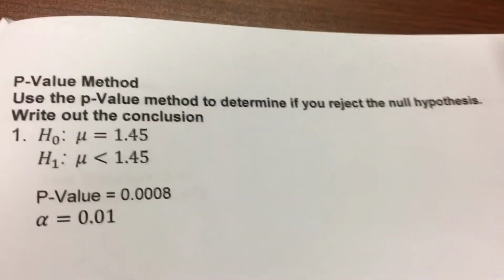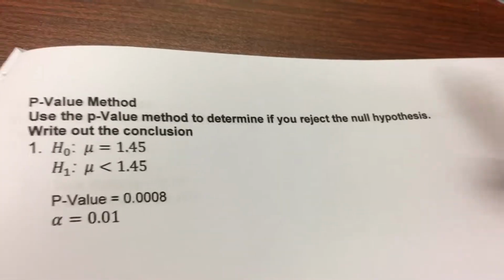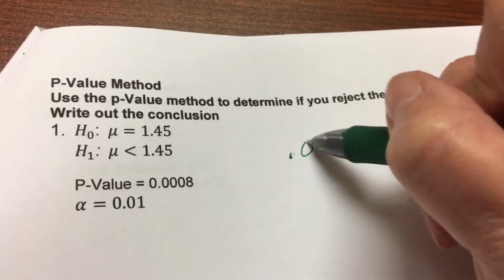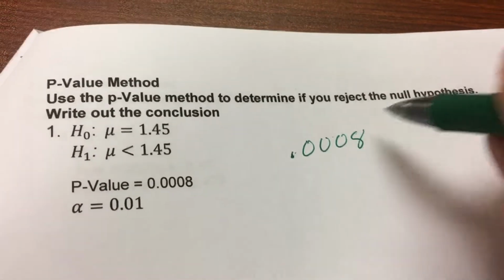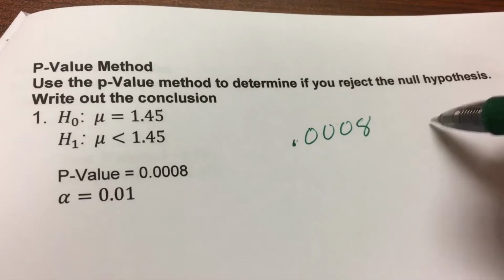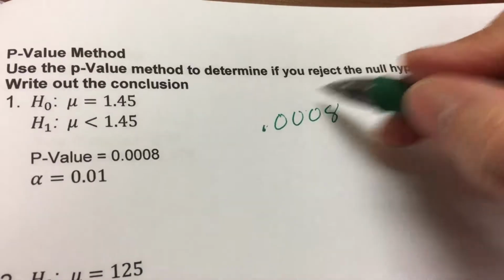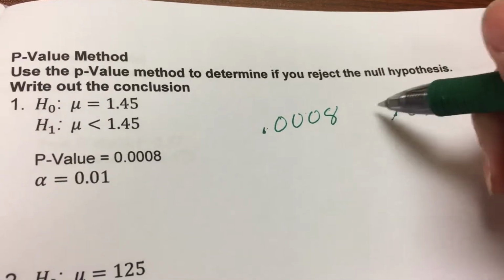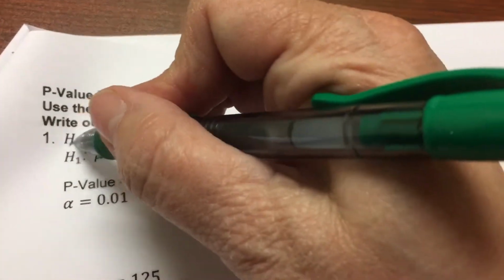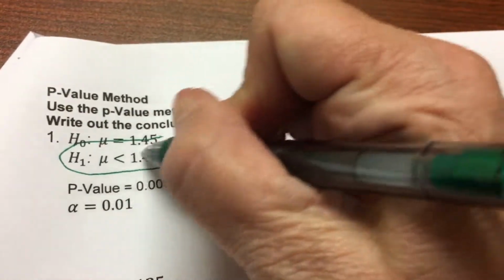So use the p-value method. That means compare p-value to alpha to determine if you reject the null. So my p-value is right here, 0.0008. And then I have 0.0100 for alpha. Notice my p-value is less. P-value is low, the null must go. Okay, that means we accept this alternative statement.